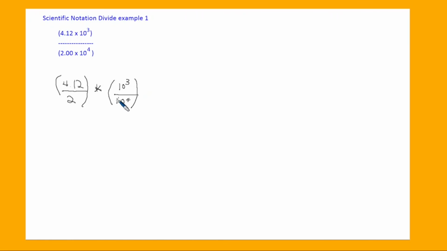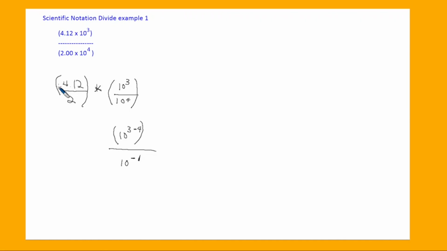Now, we can look at the exponents a couple of different ways, but probably the easiest is just to recognize that when we multiplied exponents, we added. When we divide exponents, we're going to subtract. So what that means is that over here, we're going to have 10 to the 3 minus 4, which is going to be 10 to the minus 1.